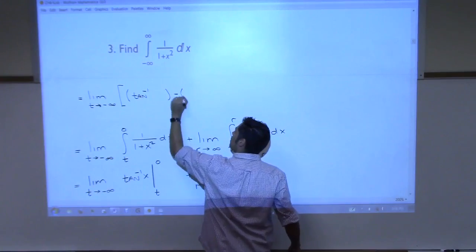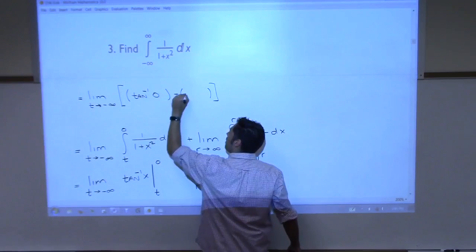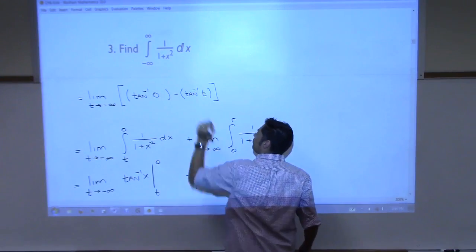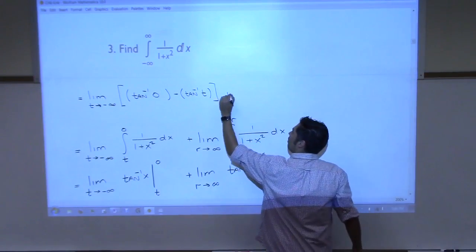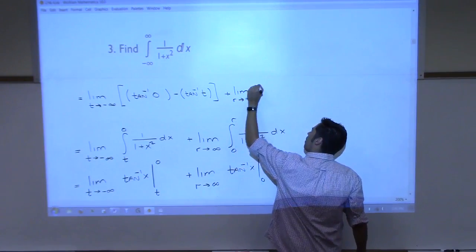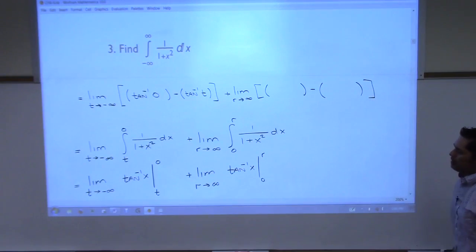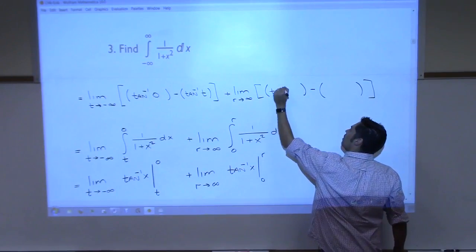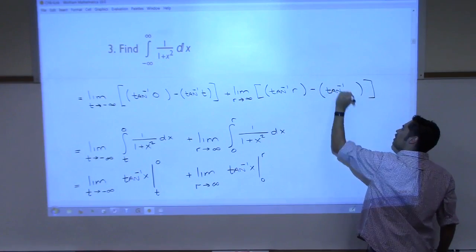Here's my 2 parentheses. I'm doing 0 in here first, and then I'm doing arctangent of what? t. So that's my first one, right? Plus, now another limit. This time r is going to infinity, bracket, 2 sets of parentheses, and then I'm plugging in the r first, arctangent of r, and then over here I'm plugging in arctangent of, let's see, 0.